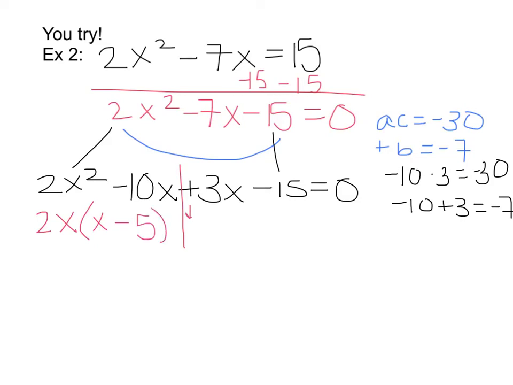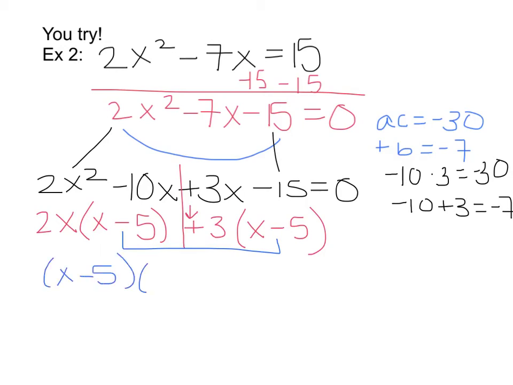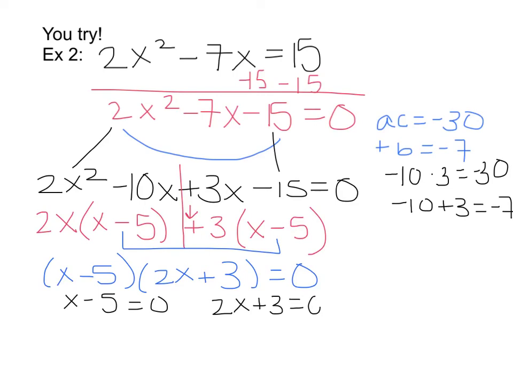Remember, bring down whatever sign is here, so that plus sign. What does 3x and negative 15 have in common? 3. That also leaves me with x minus 5. Remember, if those two parentheses aren't the same thing, that does mean you've done it wrong. So factor out an x minus 5, and that leaves you with 2x plus 3 equals 0. And now I can use my zero product property. So x minus 5 equals 0, 2x plus 3 equals 0.